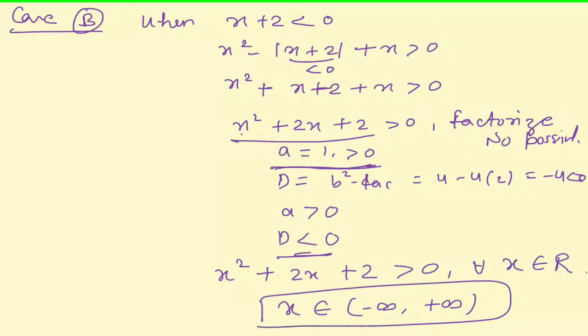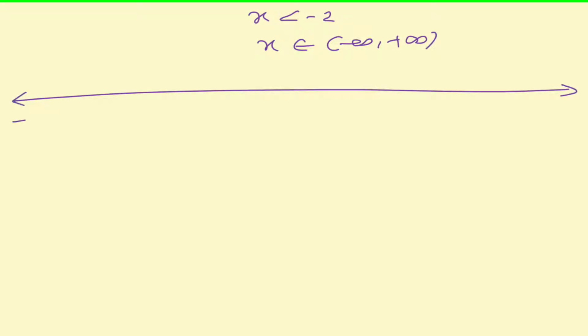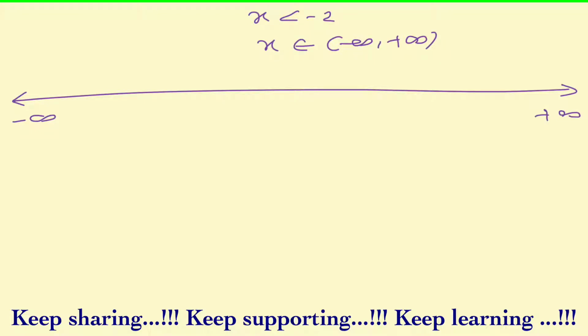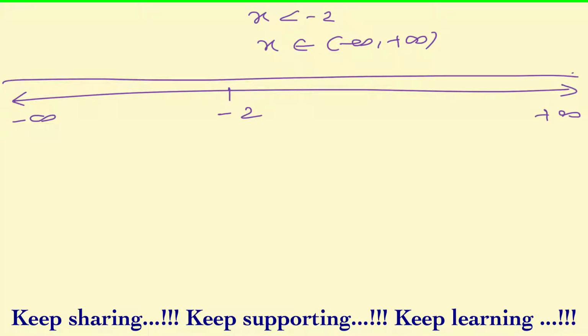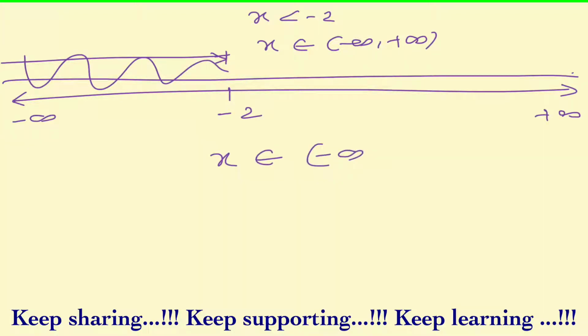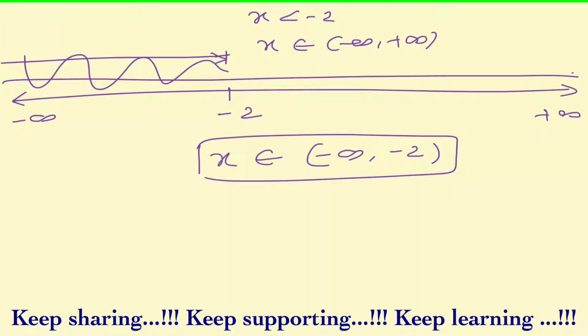But we need to take this when x is less than minus 2. So we need to take the intersection of x less than minus 2 and x belongs to minus infinity to plus infinity. The intersection is minus infinity to minus 2, that is nothing but this whole thing. So x belongs to minus infinity to minus 2 is the answer of case B.